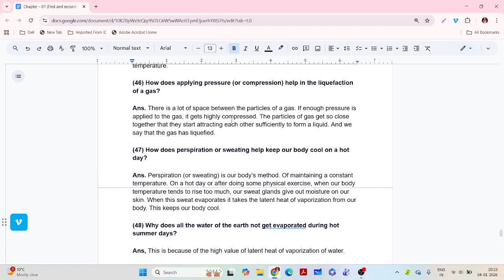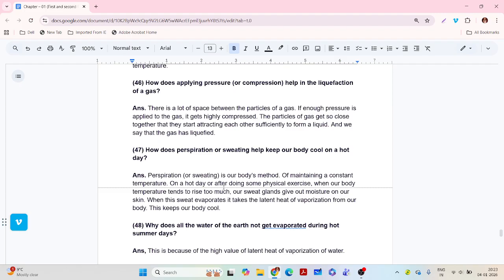Let us read the question above once again. Why does sweating help in maintaining a constant temperature on a hot day? After doing some physical exercise where our body temperature tends to rise too much, our sweat glands give out moisture on our skin. When the sweat evaporates, it takes the latent heat of vaporization from our body.